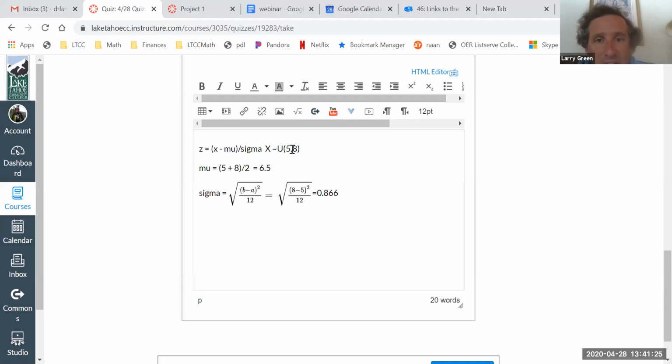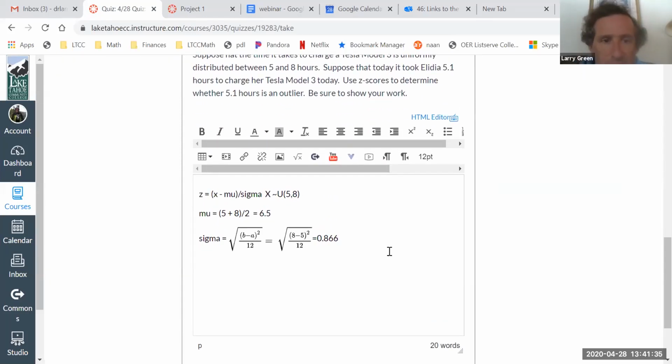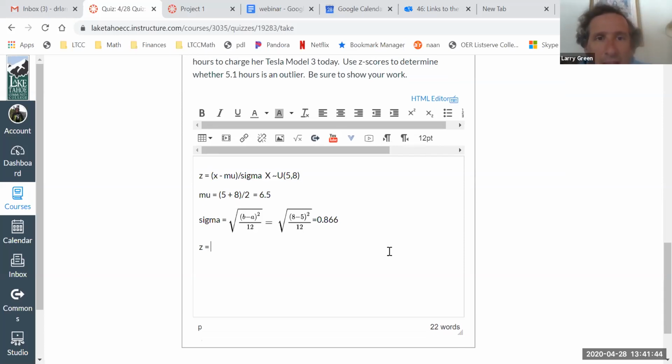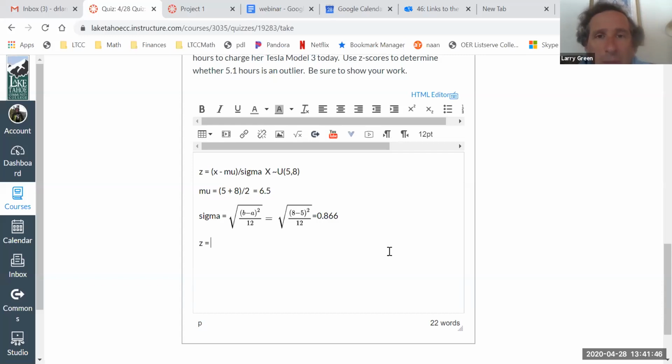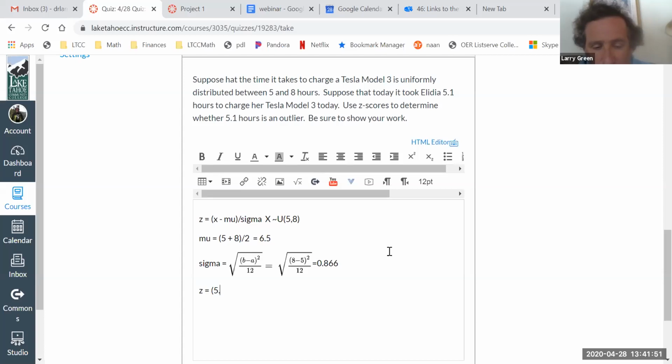Any questions at all so far? Okay. Now we put it into the formula, and we can say that z is equal to, well, the x we found out was 5.1 because that's given. We want to see if 5.1 is an outlier. So z is 5.1 minus 5 divided by 0.866.